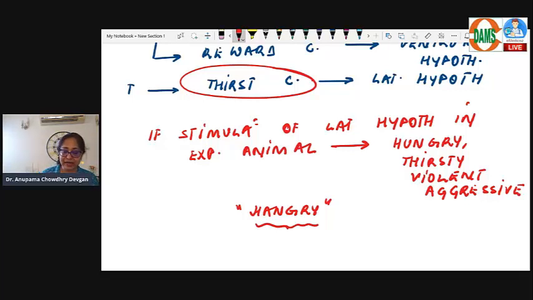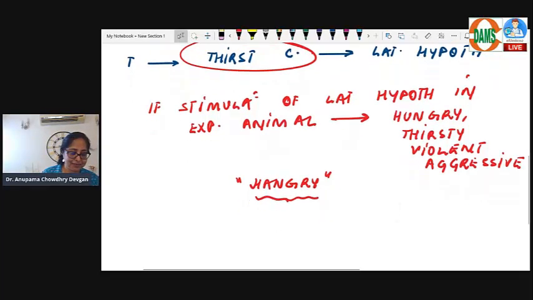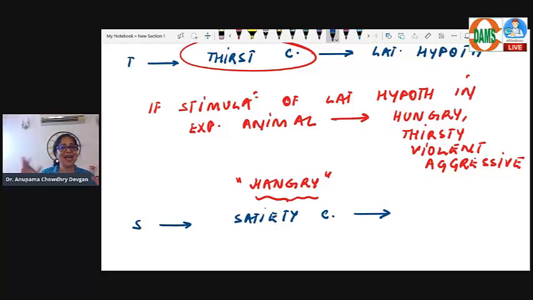Lateral hypothalamus, right? So this is the Kabir Singh Center. Okay, Kabir Singh Center. This is your lateral hypothalamus. Then satiety center. Satiety is also a function. Hunger and satiety are both functions of the hypothalamus. Satiety center is the ventromedial hypothalamus. Yes? Ventromedial hypothalamus.